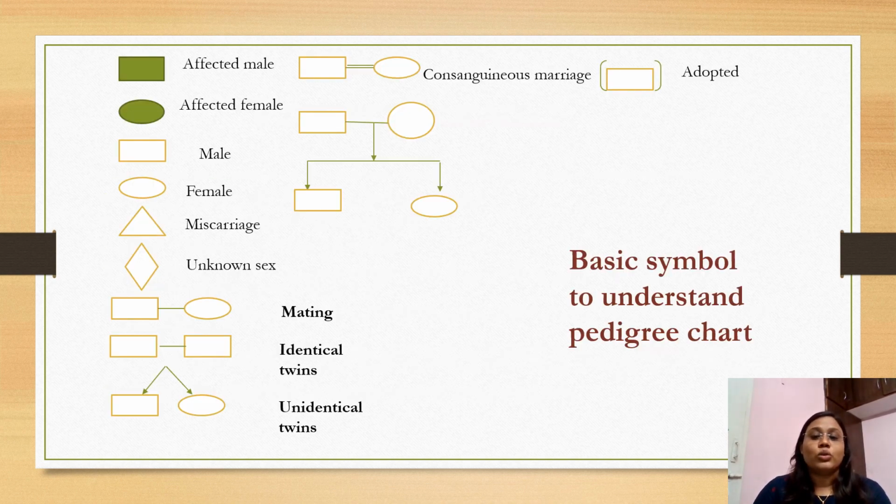Now in order to understand a pedigree chart, you have to understand the symbols first. This colored square is an affected male, a colored circle is an affected female, a triangle is a miscarriage, a diamond is unknown sex. If a box and circle are connected by a line, then this is mating. Two squares connected by a single line are identical twins. This is non-identical twins. If there are two lines, then this is a consanguineous marriage. If the box is inside brackets, then this shows an adopted child.